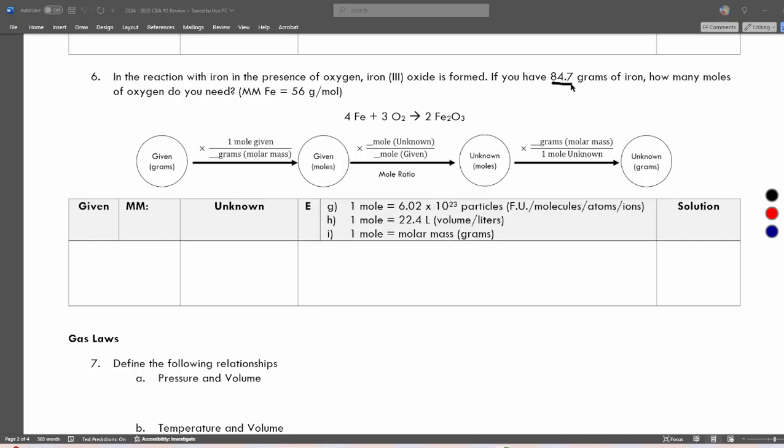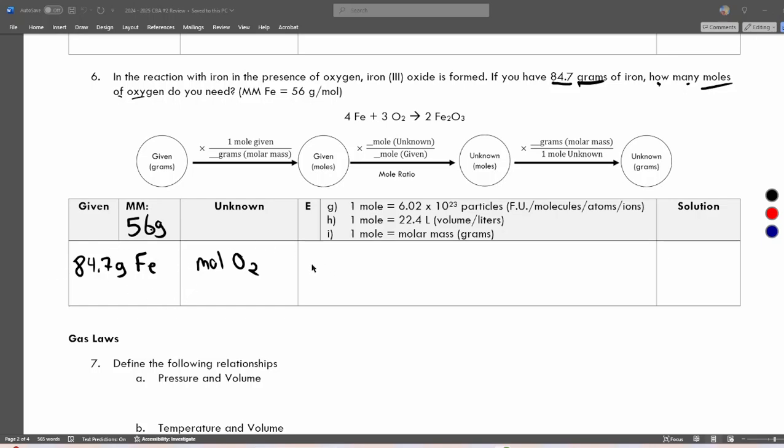But here it is, 84.7. So my given is 84.7. What unit? Grams. What substance? Iron. If you didn't know, iron was Fe on our periodic table. What's our unknown? How many moles? My unknown is moles. What substance? Moles of oxygen. Oxygen is always going to be O2 in your balanced chemical equation. And then it gives me the molar mass of iron. Iron's over here, so I'm going to put that molar mass above iron, 56 grams. And we know that this is going to go in our first fraction.